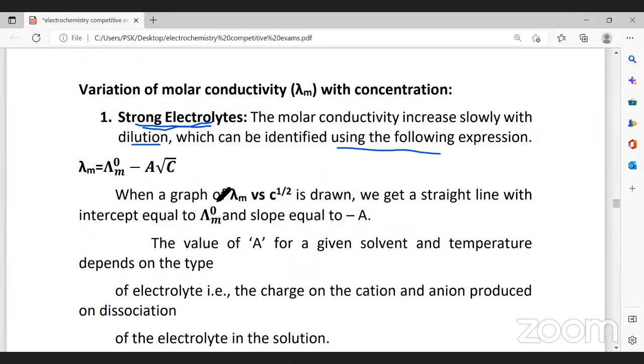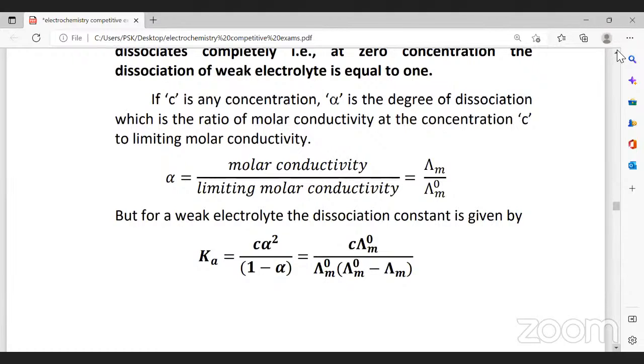See, when a graph is plotted, lambda m versus c to the power 1 by 2, we get a straight line with the intercept equal to lambda naught m and slope equal to minus A. We will learn this graph. I don't know whether it's represented here. The graph is not represented. I will draw the graph.